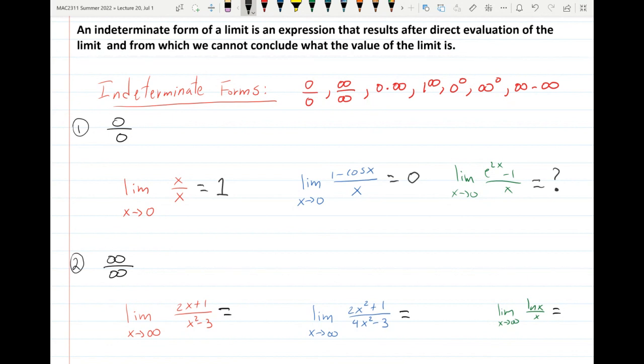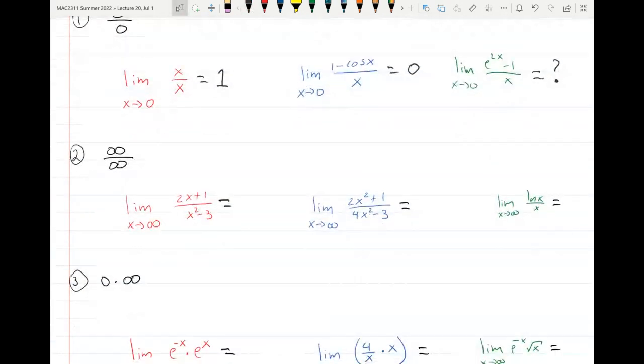Okay, so that was 0 over 0, infinity over infinity. Once again, here we have our two limits. Certainly the red one is infinity over infinity. And as you remember, this is a rational function, so because the degree of the top is less than the bottom, this limit is 0. And in the blue one, still infinity over infinity, but now the top and bottom have the same degrees, so this is 2 over 4 or 1/2, because it's the ratio of the leading coefficients.